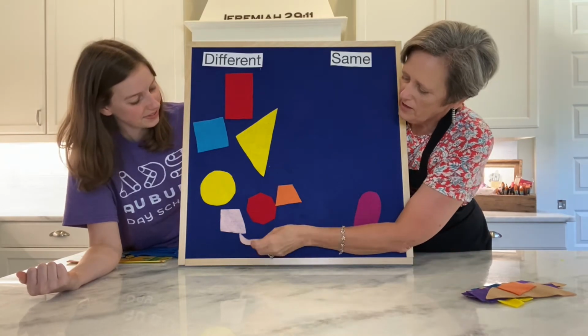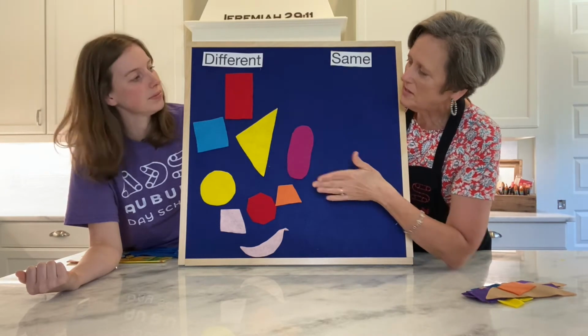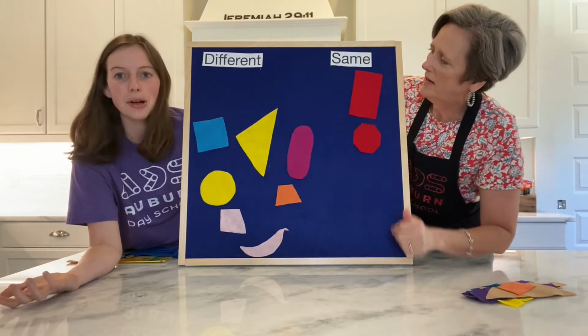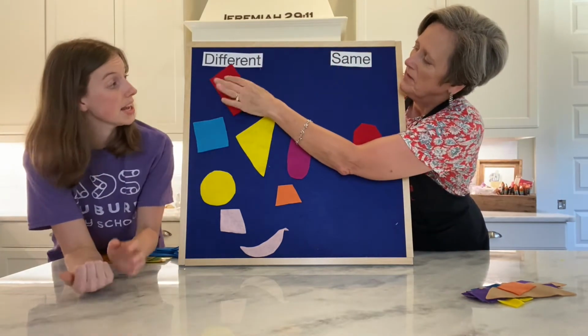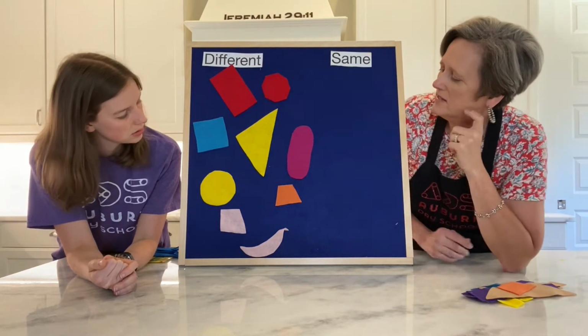So all of them are different. I want to figure out one way that some of them are the same. Some of these are the same in that they are the color red. Yeah, red. Those two, the octagon and the rectangle, are the same color. So that's one way they're the same. We're going to put them back over here. What's another way that you can see that they are the same, Miss Katie?